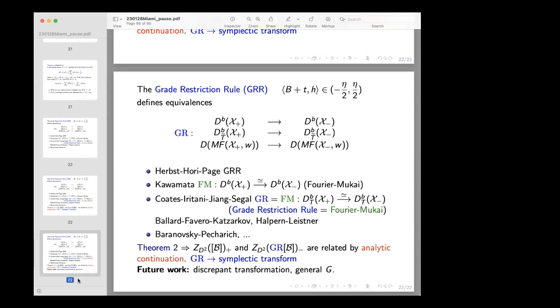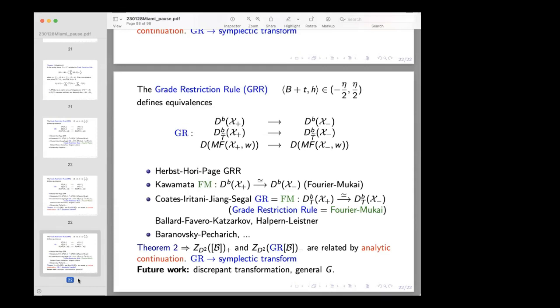This was predicted by Hori, Herbst, and Page, and Ballard, Favero, Katzarkov, Halpern-Leistner have proved a much more general grade restriction rule. In the toric case, using their result, Coates, Iritani, Jiang, and Segal prove that the grade restriction rule is equivalent to the Fourier-Mukai transformation. So the Theorem 2 we prove says the following.